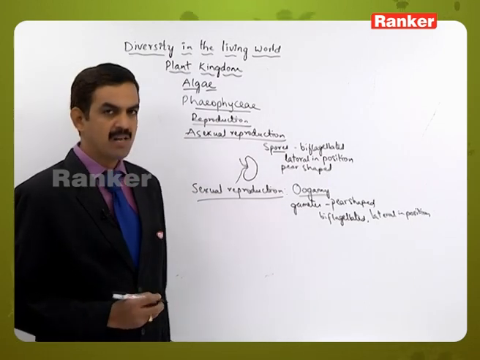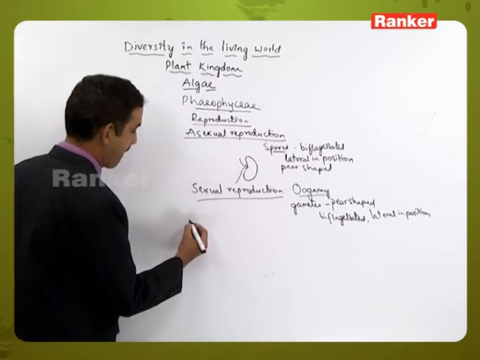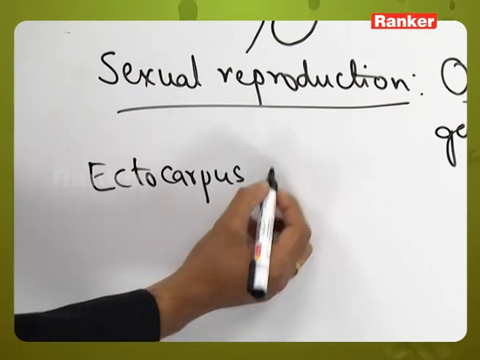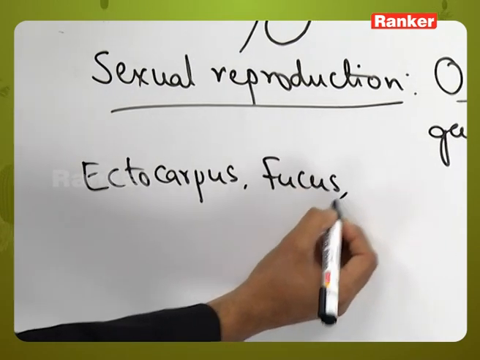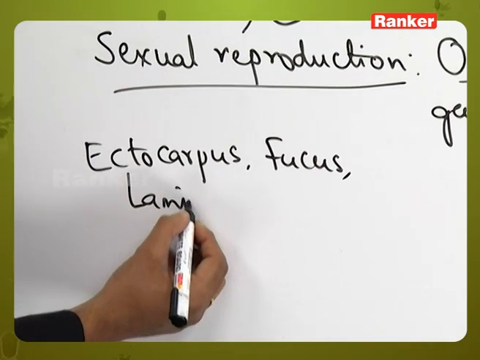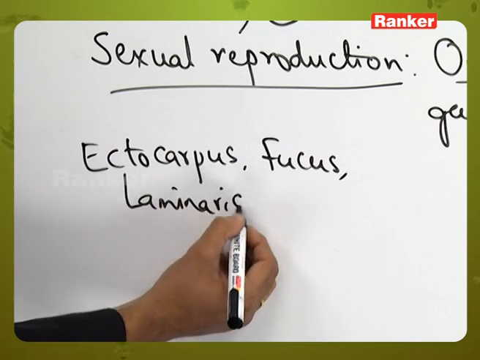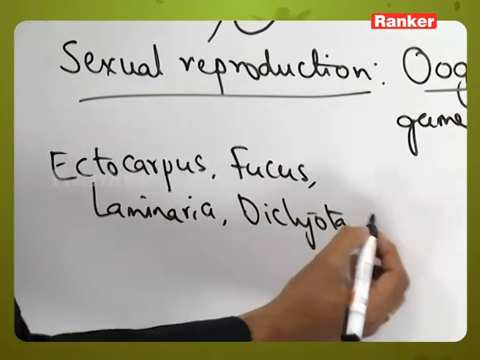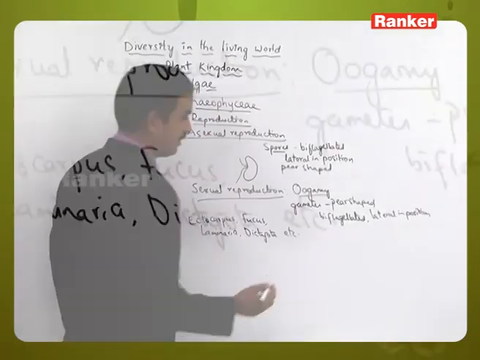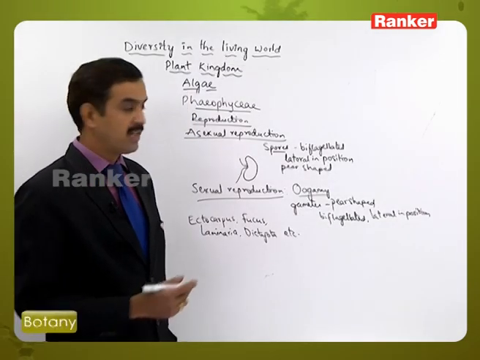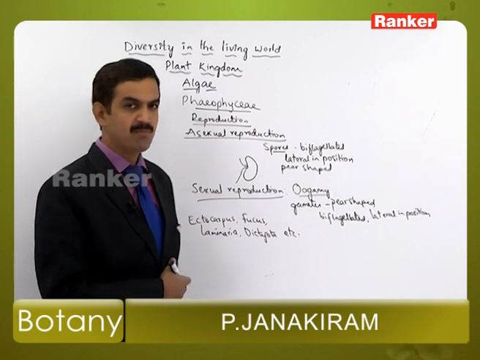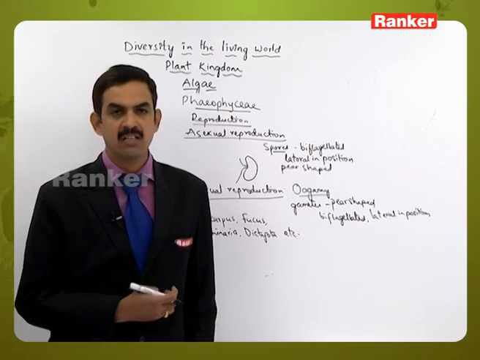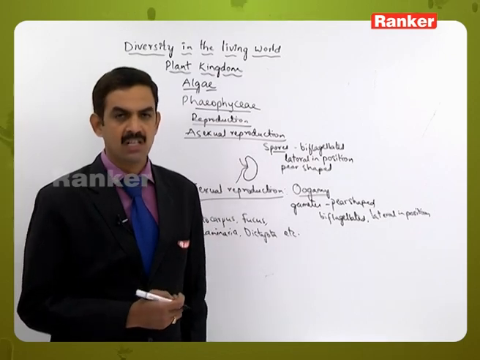Some of the important examples of Phaeophyceae members are Ectocarpus, Fucus, Laminaria, Dictyota, etc. One more thing: the Phaeophyceae members produce iodine and a water-holding substance called algin.